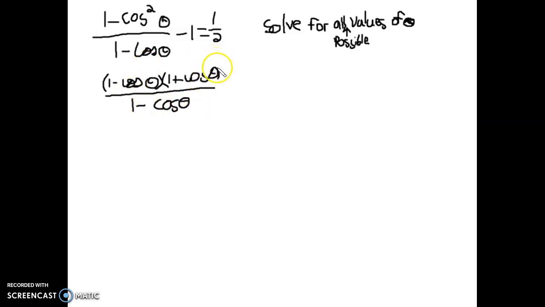And so now what you see that we've done is that we've created a set of two binomials in the numerator, and one binomial in the denominator. And essentially what we can do is cancel out one of the factors of the numerator and the entire factor of the denominator, and we are left with 1 plus cosine of theta minus 1. Remember, we have also kept this in the equation is equal to 1/2.